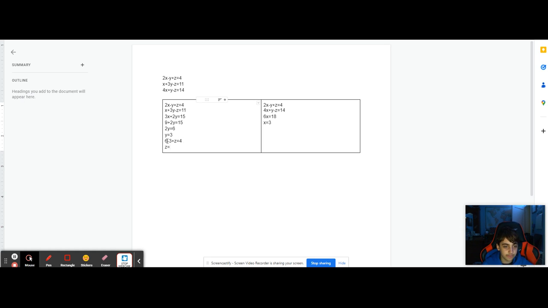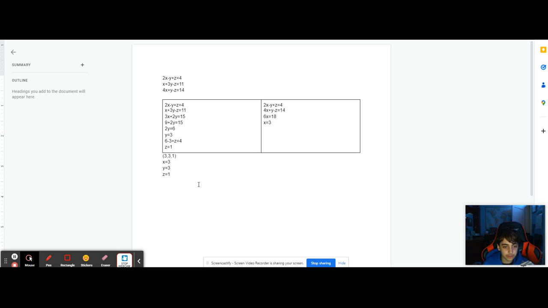6 minus 3, that's 3. 3 moved over here, so 4 minus 3, that's 1. And z equals 1. So your answer, if you want to put it in point form, is 3, 3, 1. Or you could just say, x equals 3, y equals 3, and z equals 1. That's how you solve that one.